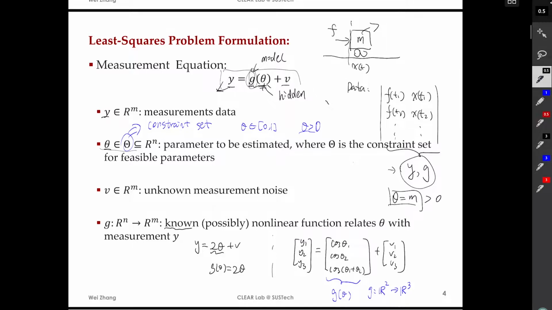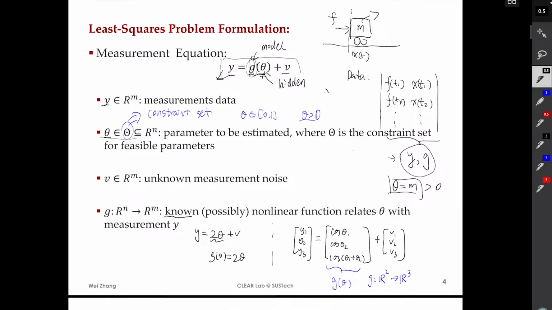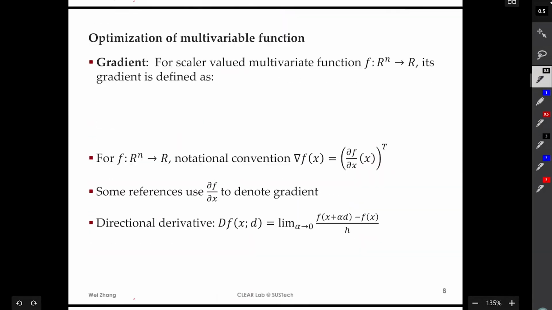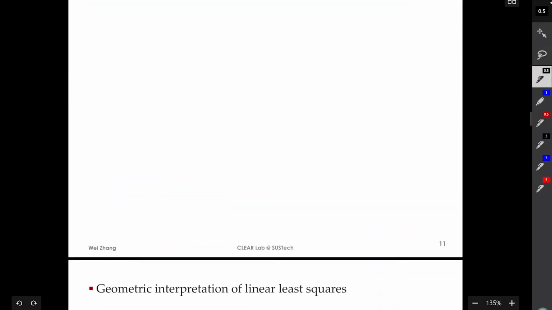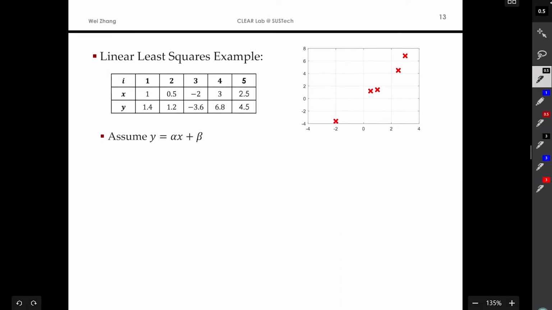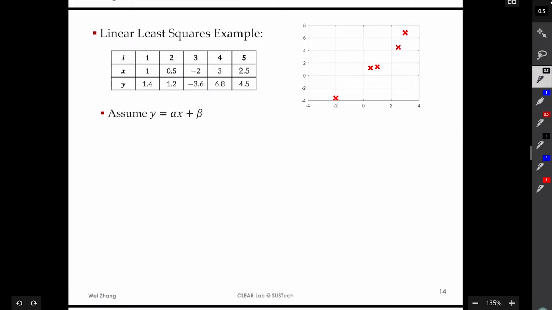Okay, let's continue our discussion on least squares. This is the basic setup of the least squares problem. Let's look at the example. Let me jump over a few slides and directly look at this first example so that you can have a concrete sense of what's going on.